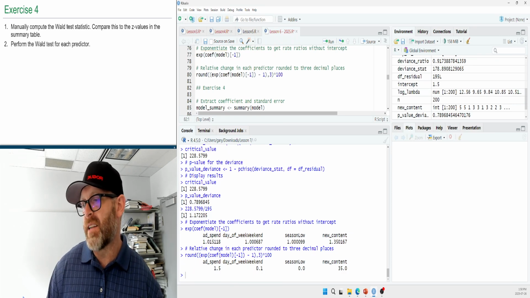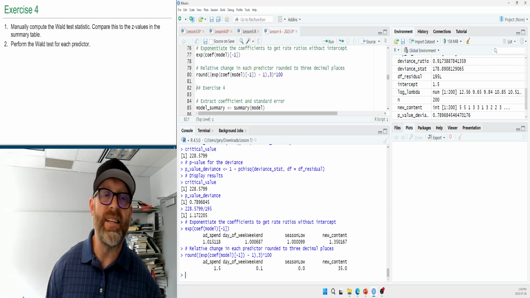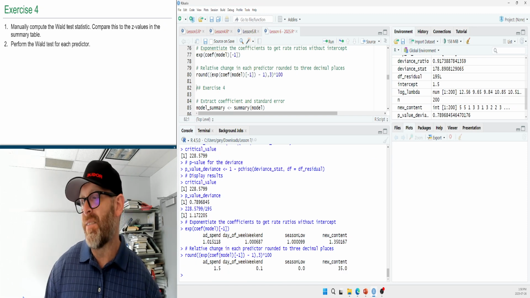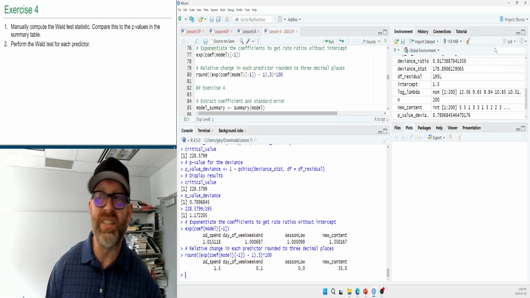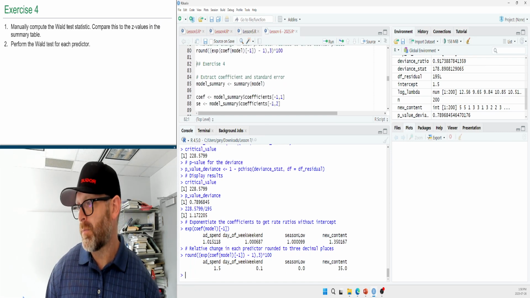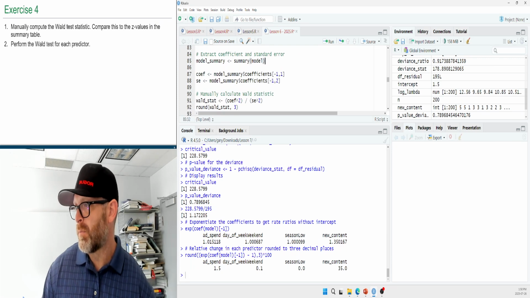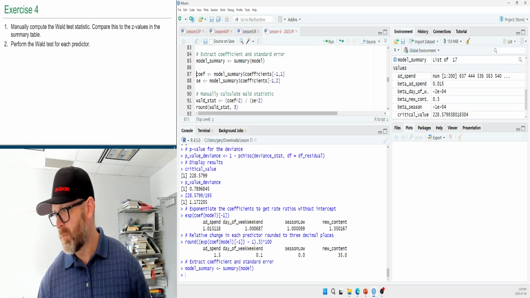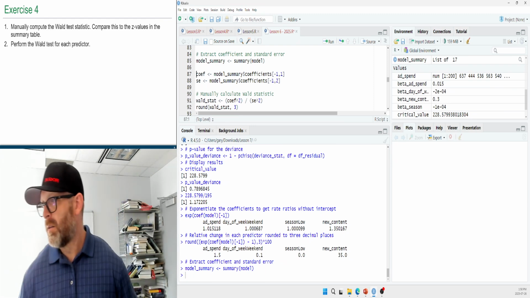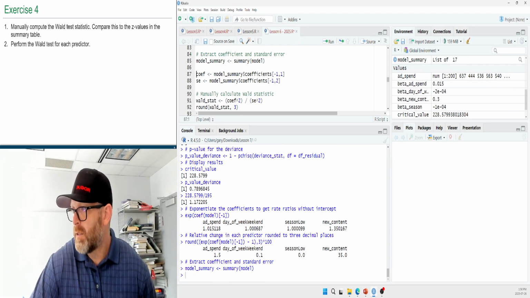Season low going to season high, again 0 basically at this point in time, rounding to 3 decimal places, and new content is 35%. So that last little line just brings it to a percent increase or decrease. Again, if it's negative, it's going to be a decrease. If it's positive, it's going to be an increase. There we go. Let's see the coefficients.